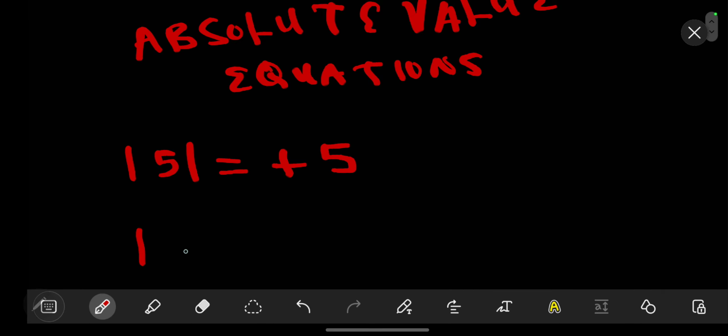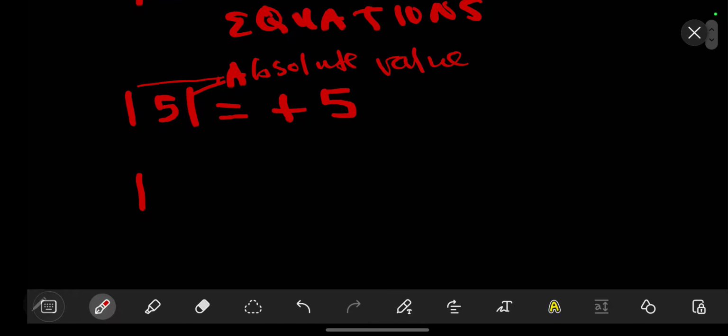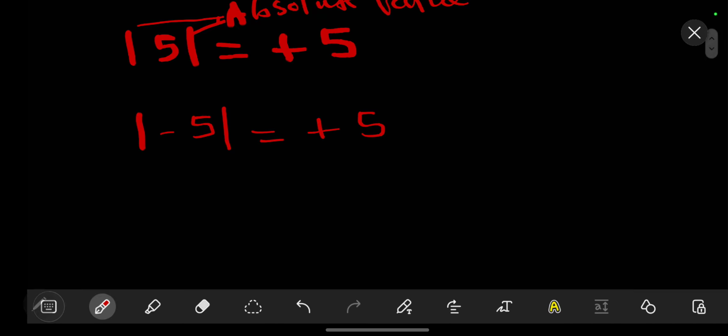If we have the absolute value, this is the symbol for the absolute value. As long as you have these two bars, it means the absolute value. So let's say you have the absolute value of -5. This should also be equal to a positive 5. Get this clear: whatever number you have, positive 5 or -5, you are still going to get a positive 5.